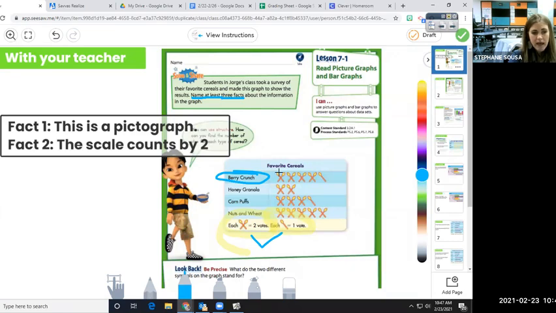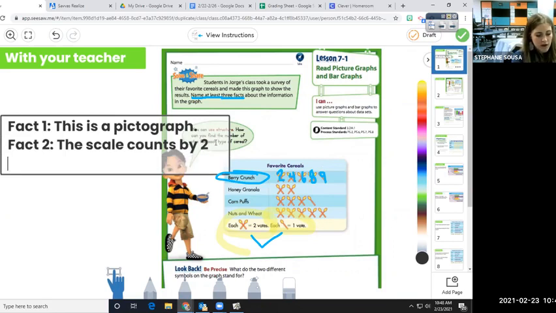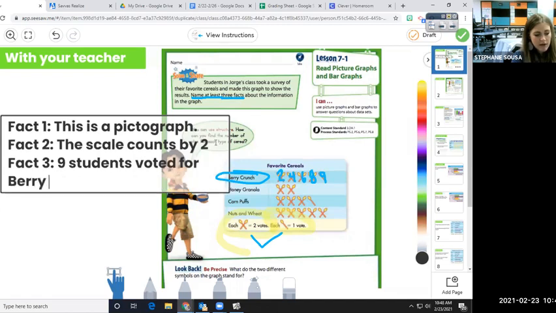8. 8 is here. 2, 4, 6, 8. And then we have 1 spoon left over. So what does that make it, Josh? 9. That's right. That one last spoon counts as 1. So 9 students voted for Berry Crunch cereal. And I'm okay with that because it sounds like Captain Crunch berries, and that is a wonderful cereal. So fact 3, 9 students voted for Berry Crunch.